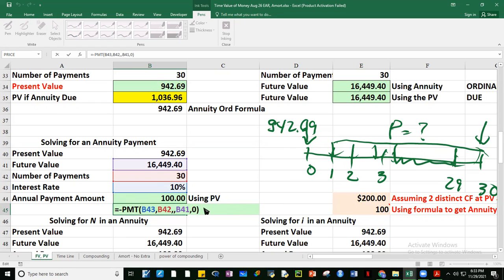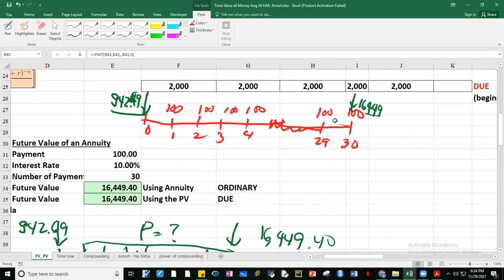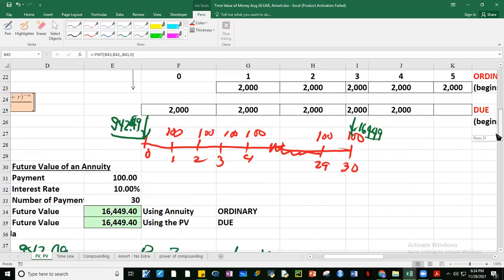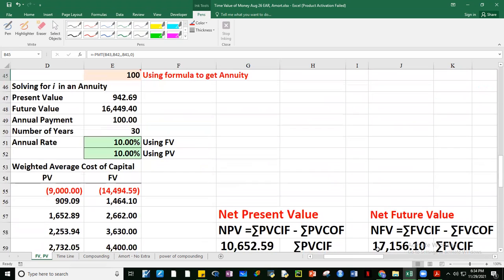So whether you use the present value or the future value in order to compute for the annuity, it doesn't matter, you get the same answer. Because they are equivalent values. Okay, so take note of that. 100 din. Okay, so let's summarize ko lang. Yung 100 guys, for 30 years, ito, 100 for 30 years at 10% is equivalent to 942.69. It is also equivalent to 16449. So in other words, we are indifferent to choosing any of them. Okay, whatever you choose guys, pareho lang yung values niyan kasi they are equivalent values.